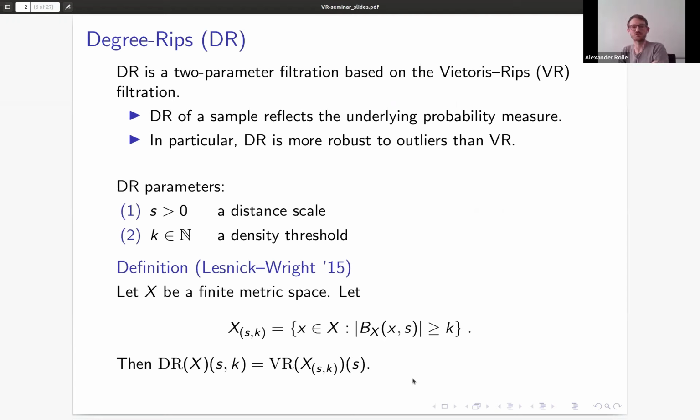we can start by taking the Vietoris-Rips complex of X with respect to the distance scale S. And then at parameter (S, K), we're looking at the full subcomplex of the Vietoris-Rips complex on those points that have degree at least k minus 1, I guess, in the one-skeleton of the Vietoris-Rips complex. And so this characterization in terms of the degree is where the name degree-Rips comes from. Okay.